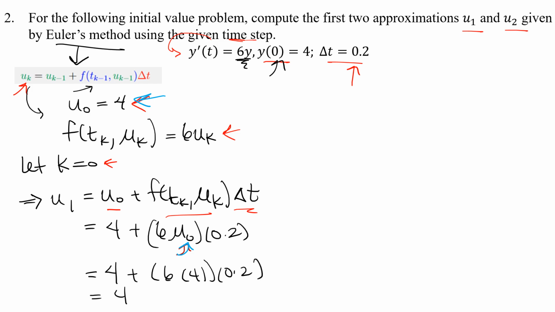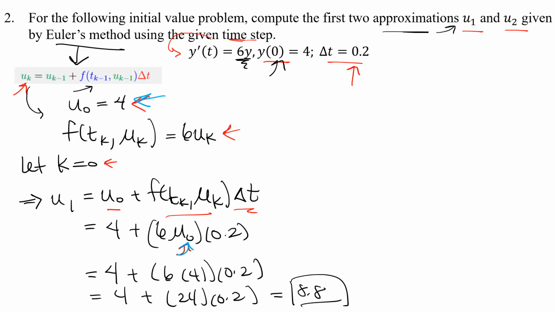So what do we get? 4 plus 24 times 0.2. If we put all of that together, then we get that the first approximation u sub 1, using that method, is 8.8.